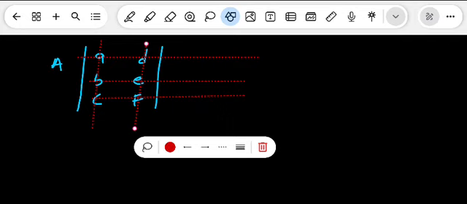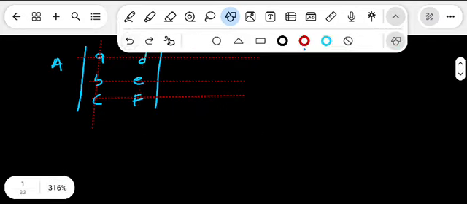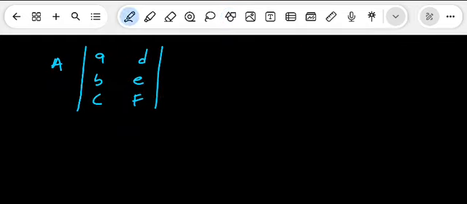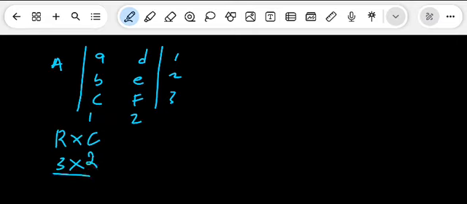So here, how many do we have? We have one, two, 3 rows, and 1, 2 columns. The order of a matrix is given by rows multiplied by columns. As you can see, we have 3 rows and 2 columns, so we have 3 multiplied by 2. We call this a 3 by 2 matrix. It has 3 rows and 2 columns.